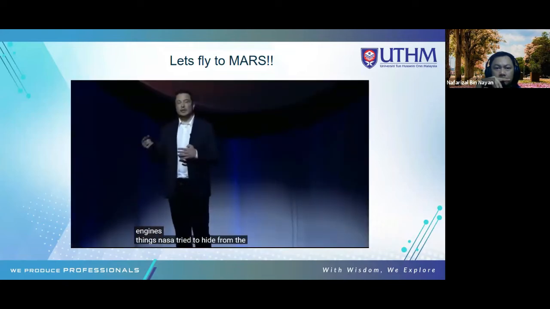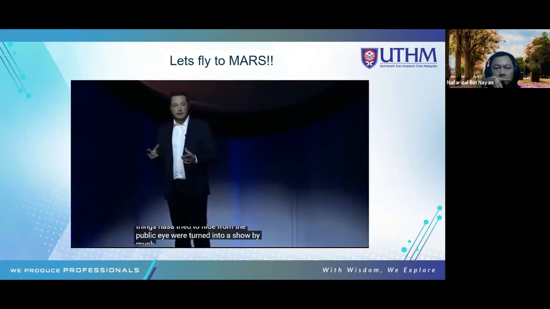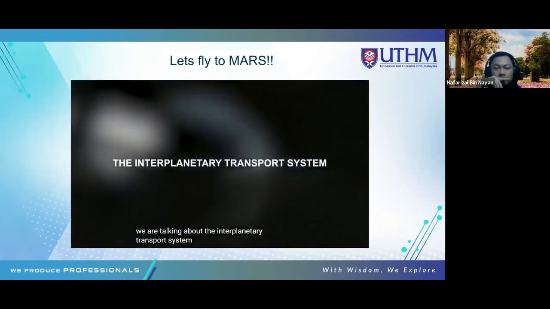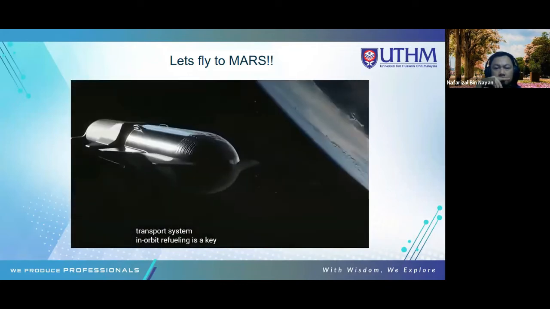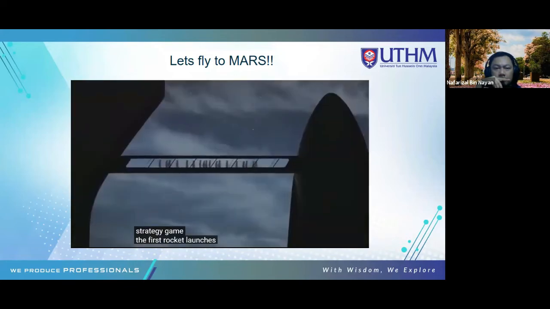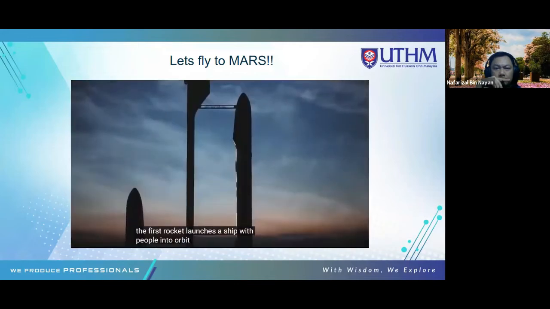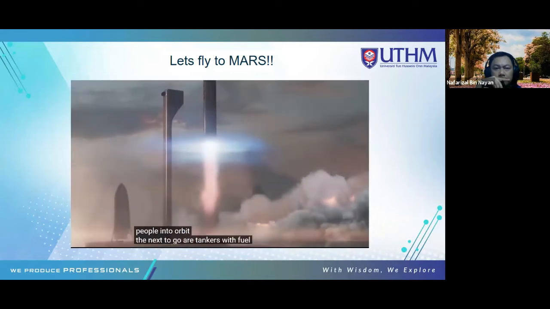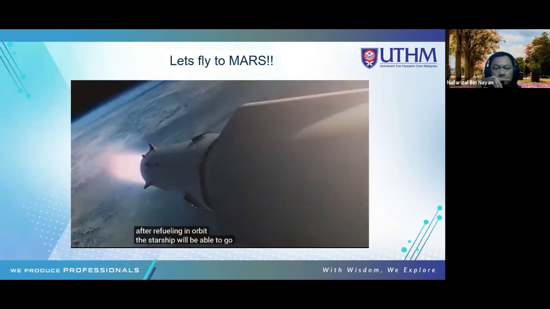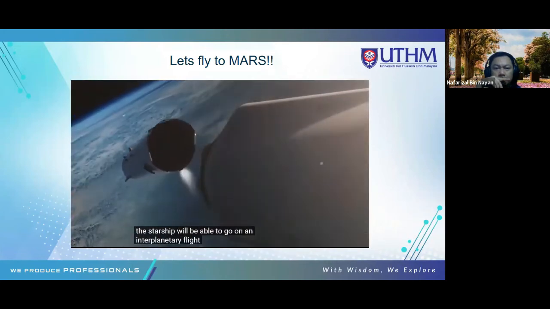Things NASA tried to hide from the public eye were turned into a show by Musk. We're talking about the Interplanetary Transport System. In-orbit refueling is a key element of this system. The algorithm resembles a computer strategy game. The first rocket launches a ship with people into orbit. The next to go are tankers with fuel. After refueling in orbit, the Starship will be able to go on an interplanetary flight.